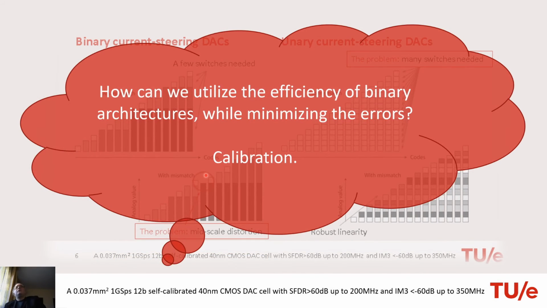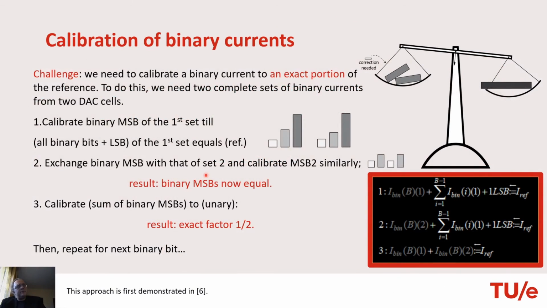So now the question for us is, how can we utilize the efficiency of binary architecture while minimizing their errors? And our answer is calibration. But calibration of binary currents is not trivial. Calibration of unary currents is easier because you have the unary currents and they're all the same, and then you calibrate them against a common reference, and that's it.